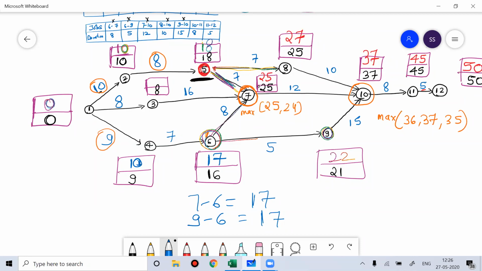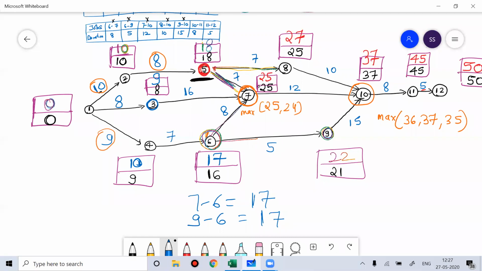Okay, that you can fill. Then you can fill here. If you see this node 3, this is 25. 25 minus 16 is 9. So you can fill the data here. So this way you can fill the data at every node.